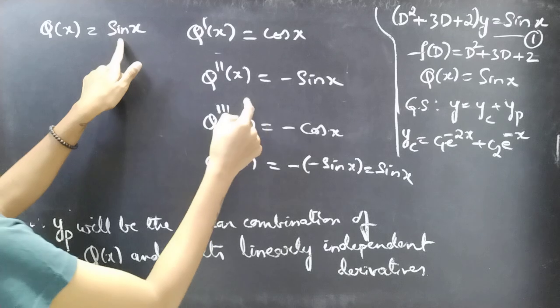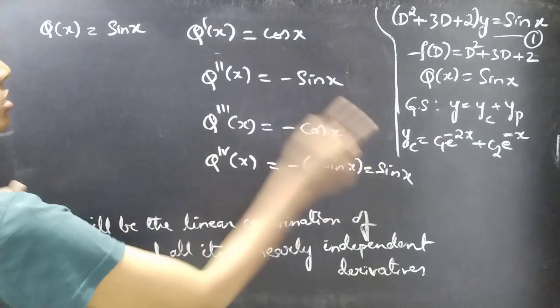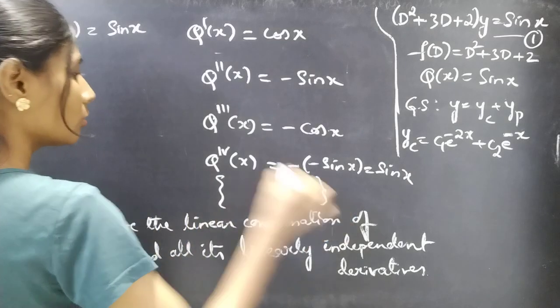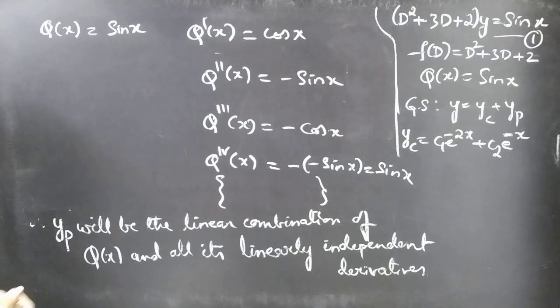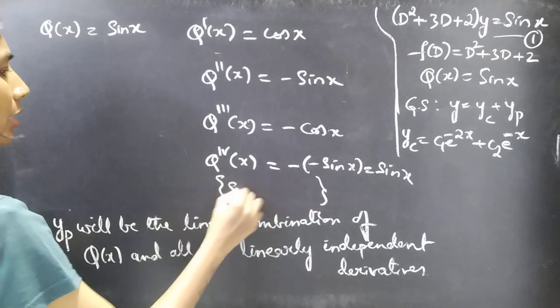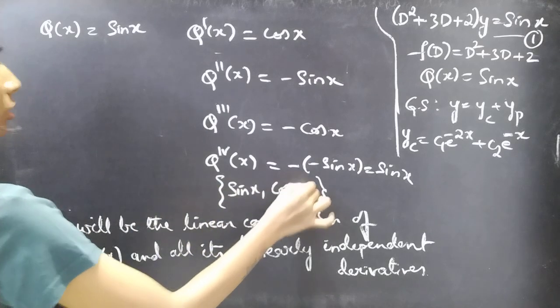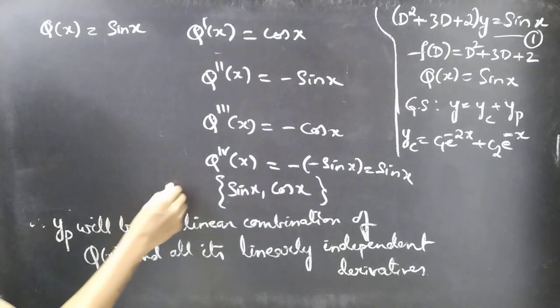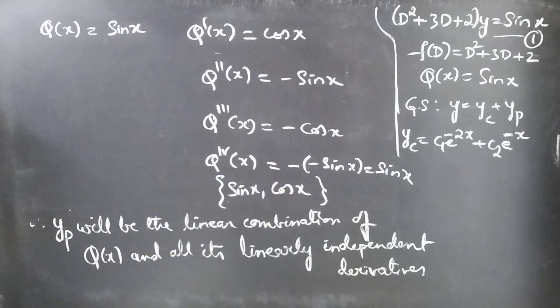See, you'll get sin x, cos x, sin x, cos x, sin x, cos x. It's just continuous. Okay, which says that yp should be picked from q of x and all its derivatives, which involves only sin x and cos x. Just write sin x and cos x in one bracket. So yp, we should find using this, or you'll get yp from this set, we can say. We have written the functions of q of x and all its derivatives.